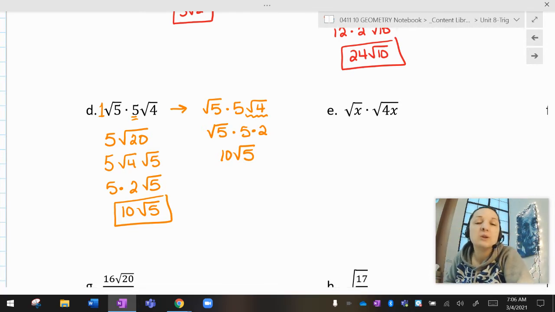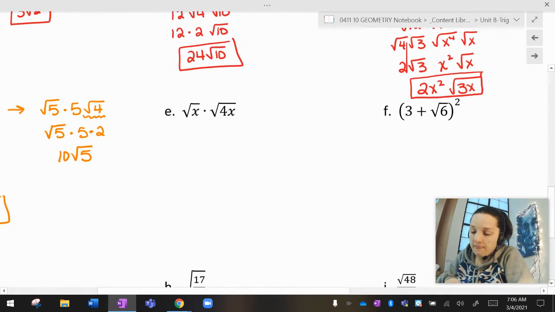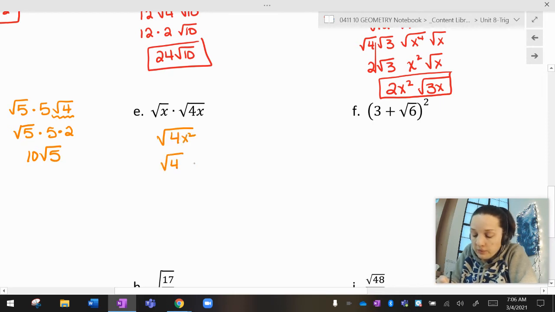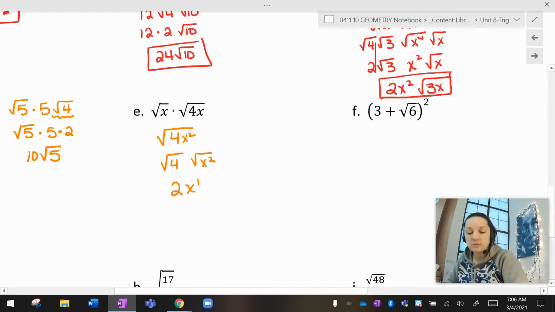Either one of those is fine. You get to the same answer. All right. Square root of x times square root of 4x. I'm going to multiply these radicands. X times 4x is 4x squared. That would be the square root of 4 times the square root of x squared. Square root of 4 is 2. Square root of x squared is x to the first.